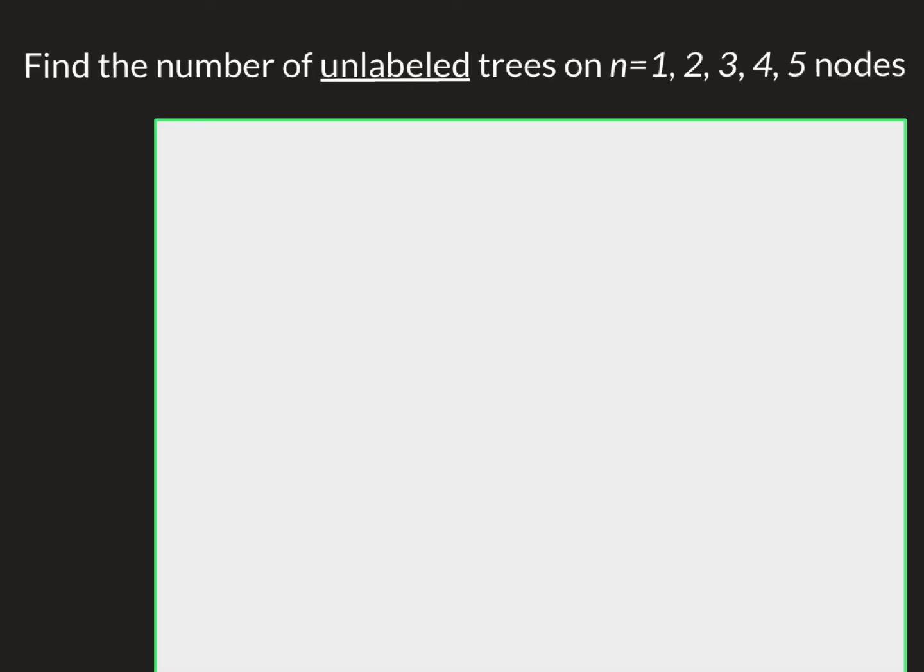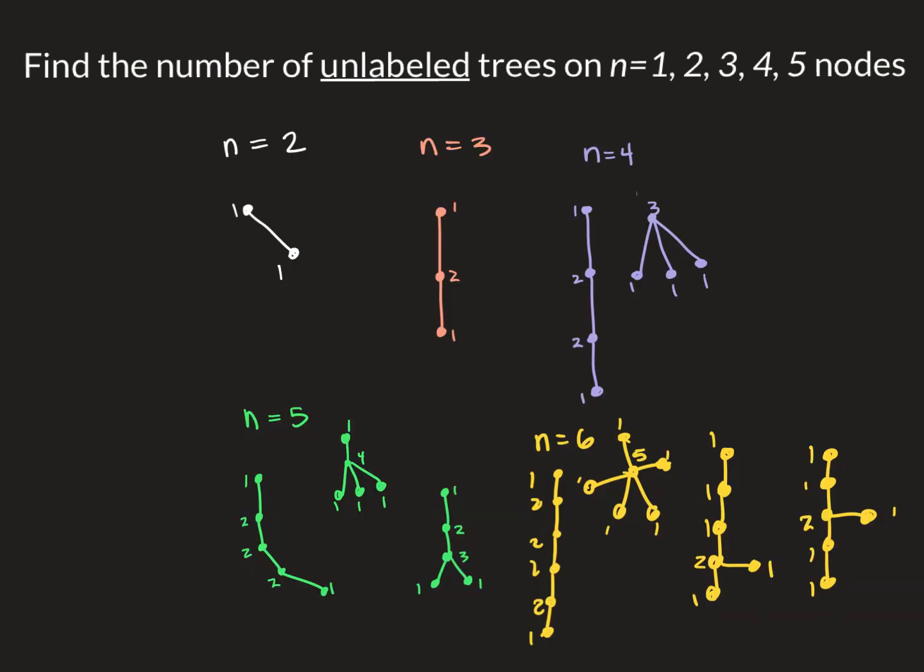So this is a good exercise for you. Find the number of unlabeled trees on n equals 1, 2, 3, 4, and 5 nodes. Pause this video because I'm about to show you the answer if you want to try that.